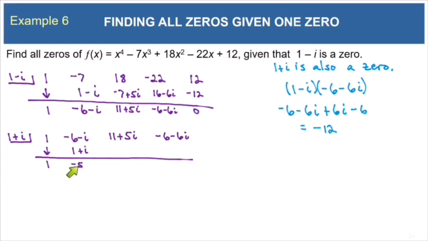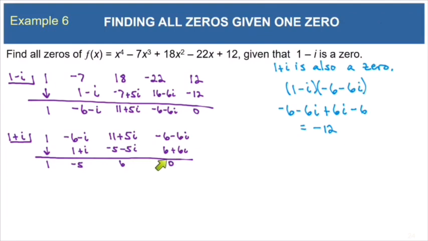Now to multiply -5 times 1 plus i, really all we're doing is distributing a -5 in here. So 1 times -5 is -5, and i times -5 is -5i. That goes here. Now add 11 minus 5, that's 6, and the i's add up to 0. Now multiply 1 plus i times 6, that goes here, 6 plus 6i. Now we add here and we get -6 plus 6, and that's 0. -6i plus 6i, also 0.